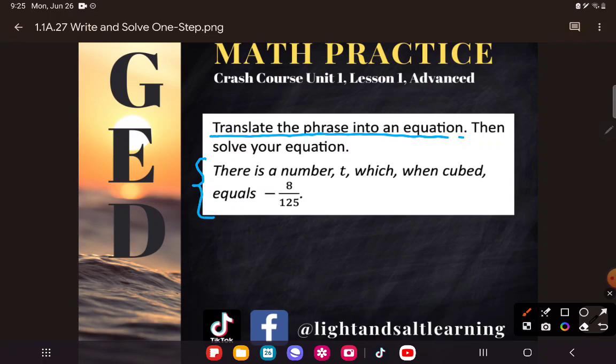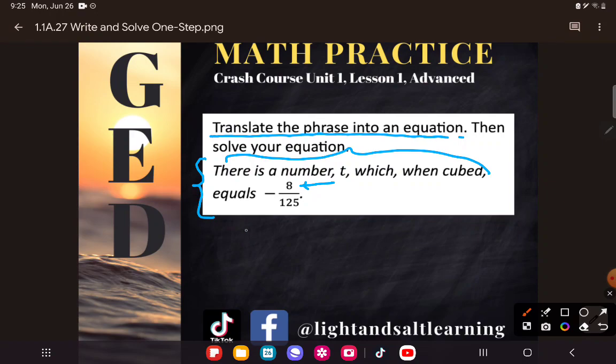It is partially here in our language of symbols and numbers, but it's partially in words. And so let's translate this entire thing into the language of algebra. So way easier than it sounds, guys. And this is a GED skill.